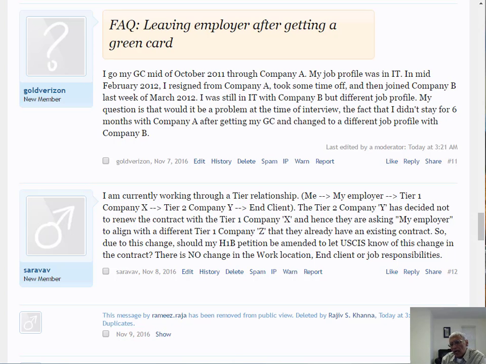If, on the other hand, I had the intention to stay forever and ever, and 3 months after I got my green card, or even 3 days after, I got a great offer from another company and I joined them, would I lose my green card? I don't think so. Because on the date you got your green card approval, you had the intention to stay indefinitely. Now that is the strictest interpretation. There is a whole lot more going on here. Normally, like in this case, what has happened is he had an IT profile. He resigned from the company, took some time off, joined company B. He was still with company B, but in a different job profile.